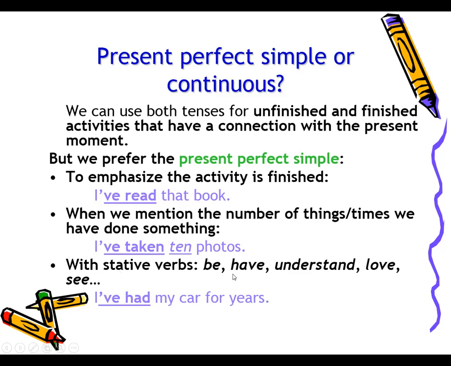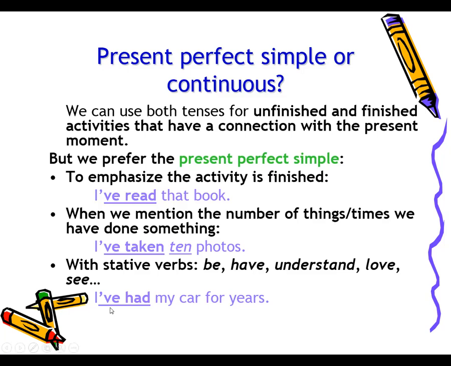With stative verbs: be, have, understand, love, see. Stative verbs are basically verbs which show some kind of state, which doesn't show any kind of movement, where the verb has no ing form. Dynamic verbs are those which have an ing form. Stative verbs are those which show a state, some work or action that goes on for a long period of time or which remains the same for a long period of time. So with such stative verbs, we use simple present perfect tense.